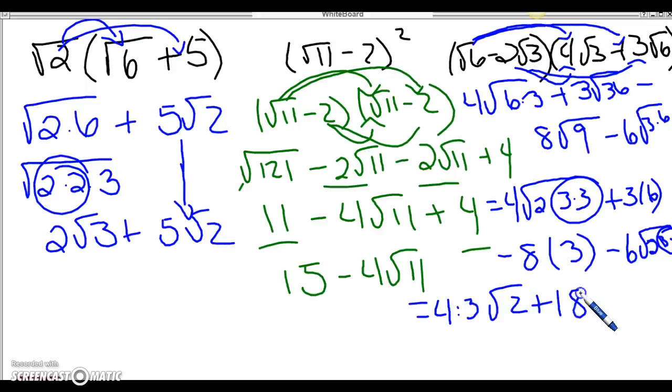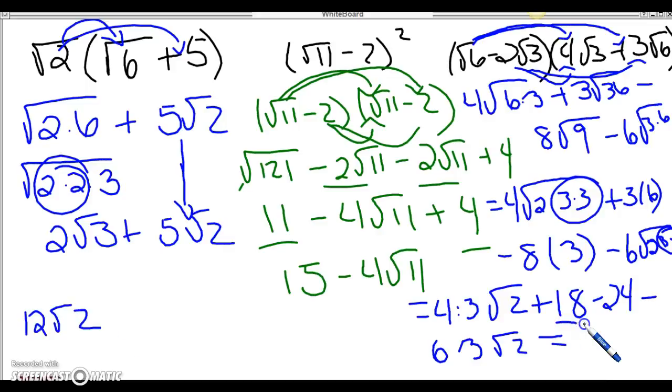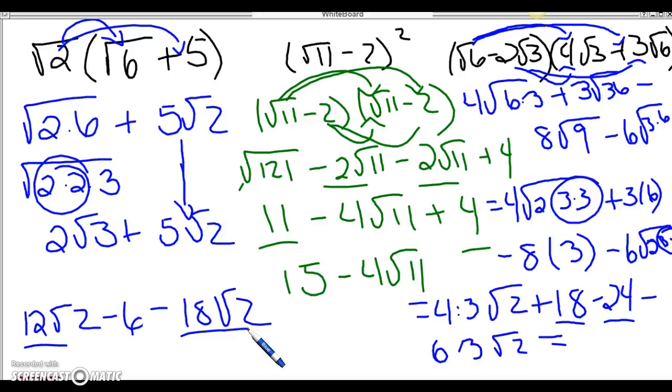plus 18 minus 24, and then I still don't have enough space, 6 times 3 root 2. And I'm really out of space, so I'm going to have to come over here. Now I get 12 root 2. 18 minus 24 is minus 6. And then I get minus 18 root 2. And so I can combine here. So I get negative 6 root 2 minus 6.